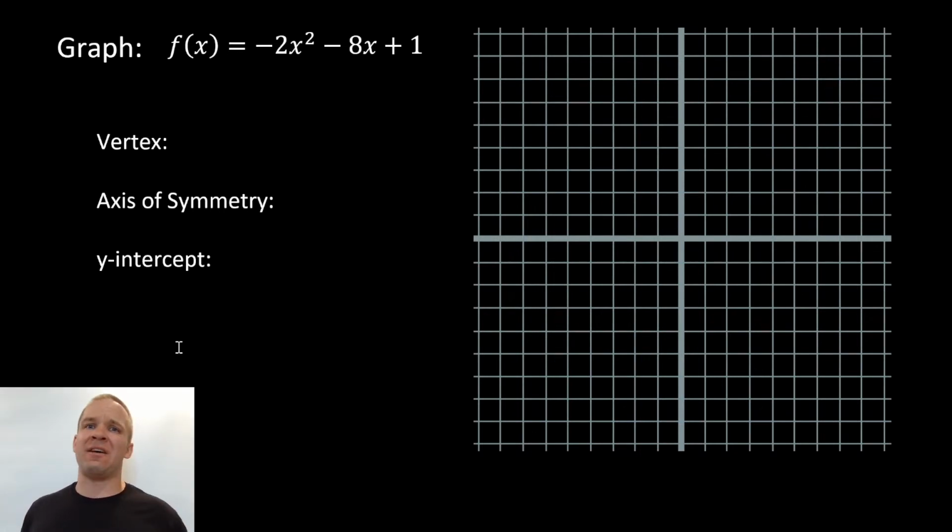First thing we want to do, we want to find that vertex. And the way I'm going to do that is finding my x-coordinate first, which has the bonus factor. It gives me my axis of symmetry as well. So let's go for it.